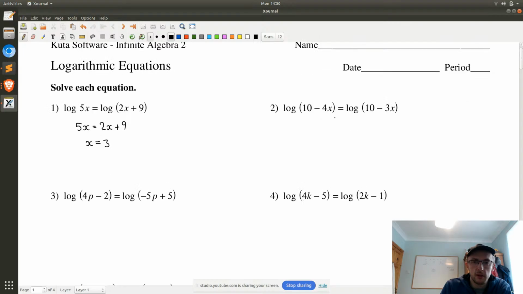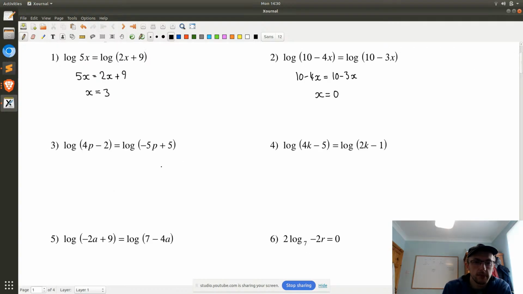Okay, there's 26 to do, so I'm going to check after the first 4 to see if that's right. 10 take 4x equals 10 take 3x. So negative 4x is negative 3x, so x is 0. 4p take 2. I mean, these are just solving linears, are they not? So 9p take 2. 9p is 7, so p is 7 over 9.